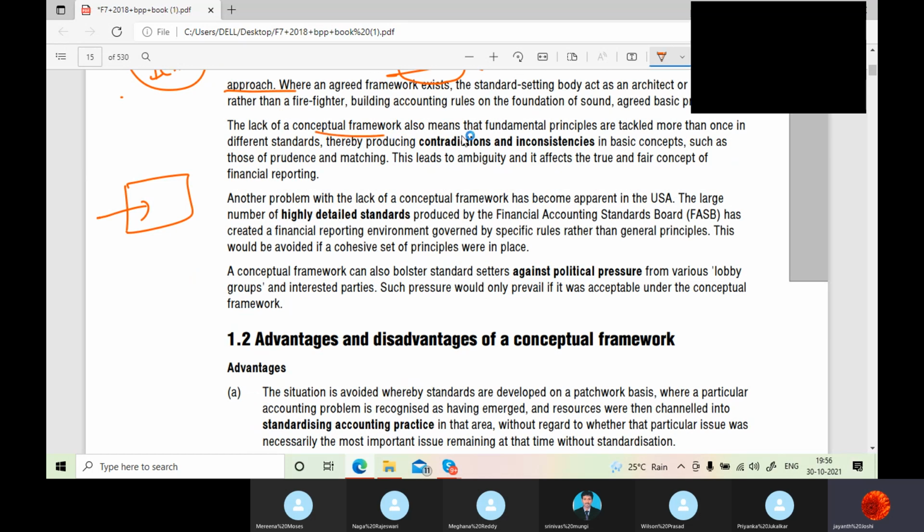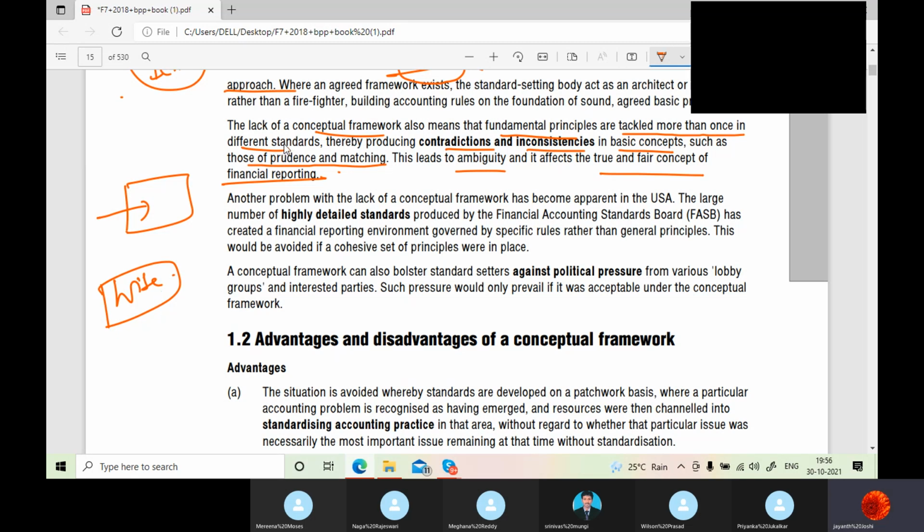So lack of a conceptual framework also means that fundamental principles are tackled more than once in different standards, thereby producing contradictions and inconsistencies in basic concepts such as those of prudence and matching. This leads to ambiguity and it affects the true and fair concept of financial reporting. What is this? See, prudence is nothing but being wise, and matching is the matching concept. So prudence is nothing but asking whether it is wise to do this thing or not. And matching is nothing but you need to match them at any cost.